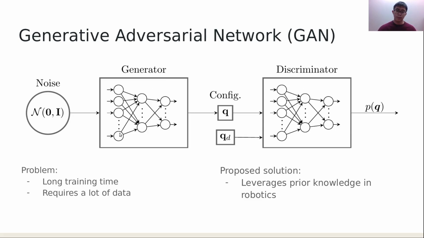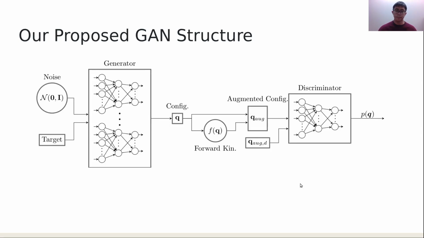Now the problem of applying this standard structure to our problem is that it can require long training time and it may require a lot of data. While actually in robotics we have a lot of prior knowledge of what constitutes good configurations. So instead of just relying on the discriminator, we can also use this prior knowledge in order to help the training of the generator. We will see this later.